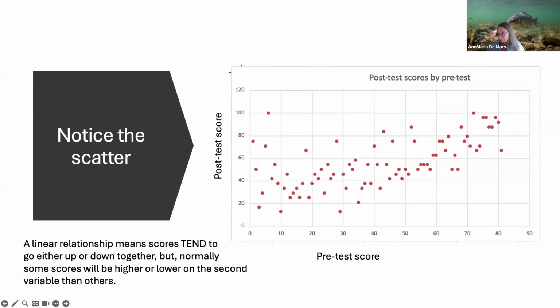Notice the scatter. This is why it's called a scatter plot. A linear relationship means scores tend to go up or down together, but normally some scores will be higher or lower on the second variable than the others. A positive, perfect relationship, like I showed in that first graph that you saw, is not the norm. Normally, you'll see a trend that people who did well on the pretest tend to do well on the post-test, but it's not a perfect relationship.